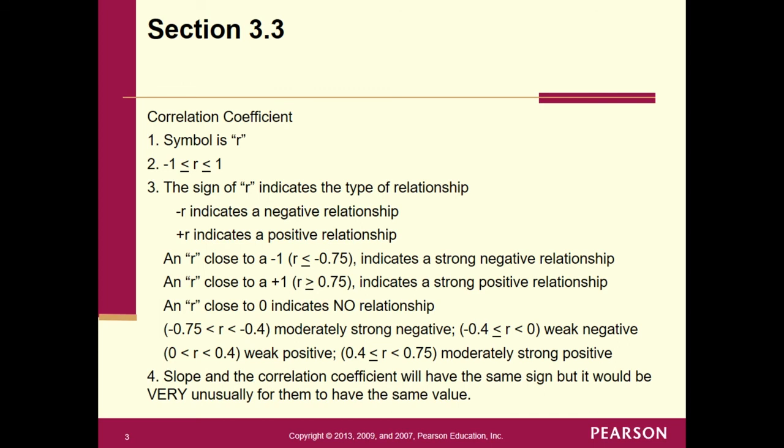The slope and the correlation coefficient are very much related to one another, and you're going to see this when we show you the calculation for the correlation coefficient. The slope and the correlation coefficient will have the same sign every single time, but it will be very unusual for them to have the same value. So if R is negative, so will the slope. If the slope is positive, R will be positive. Even if one is 0, the other one is going to be 0. The sign is always going to be the same.